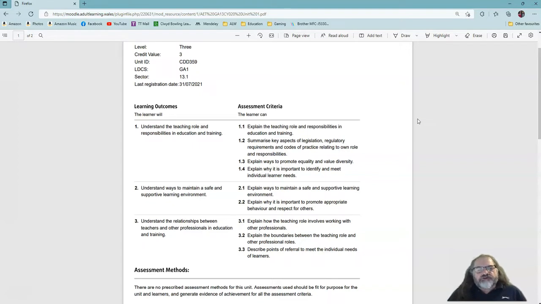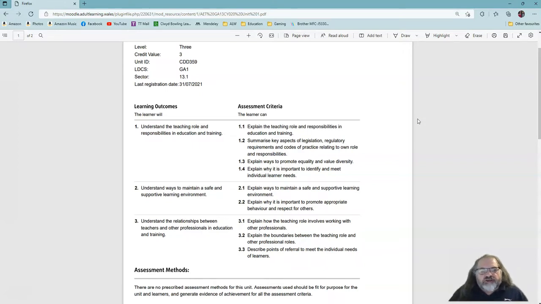Learning outcome 2 is understand ways of maintaining a safe and supportive learning environment. So we're going to look at ways to maintain a safe and supportive learning environment and also explain why it's important to promote appropriate behaviour and respect for others. So the safe and supportive learning environment is the physical space, but it's also that social space and mental space.